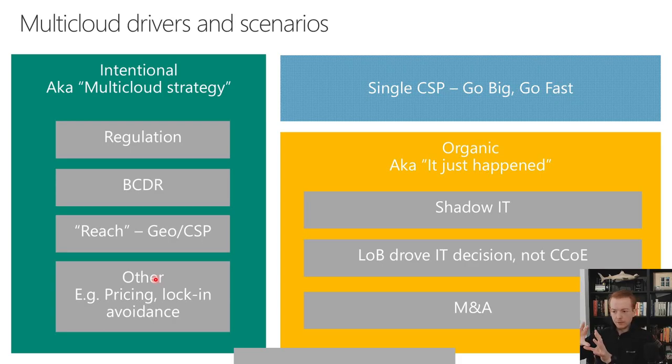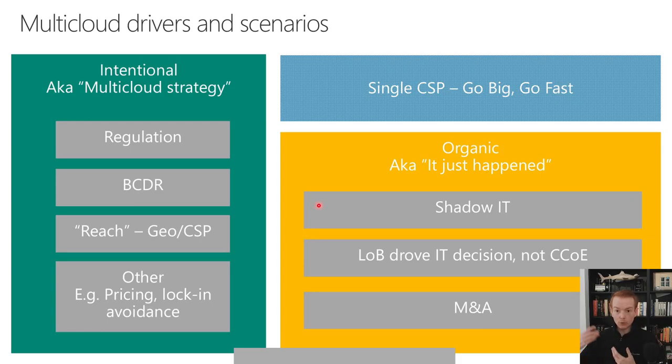You know, maybe if you want to consume a generic service, you might want to pick the best price at the particular time from all the vendors. You want to avoid lock-in perhaps for particular services across those various CSPs. That's another possible reason for intentional use of multiple clouds. The yellow bucket here, this is probably one that I see more, to be honest. And this is, well, it just happened.